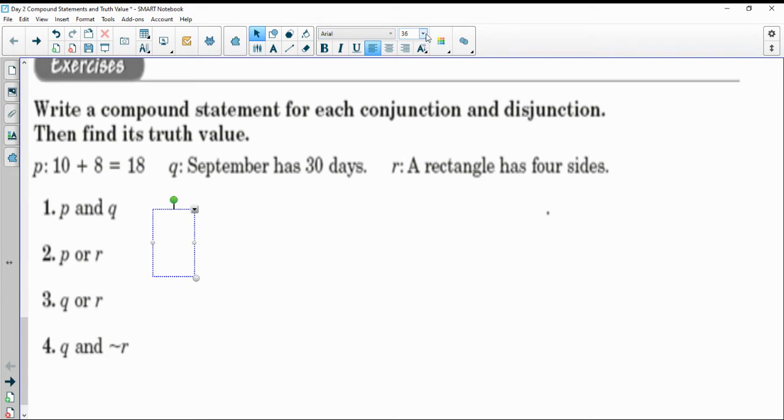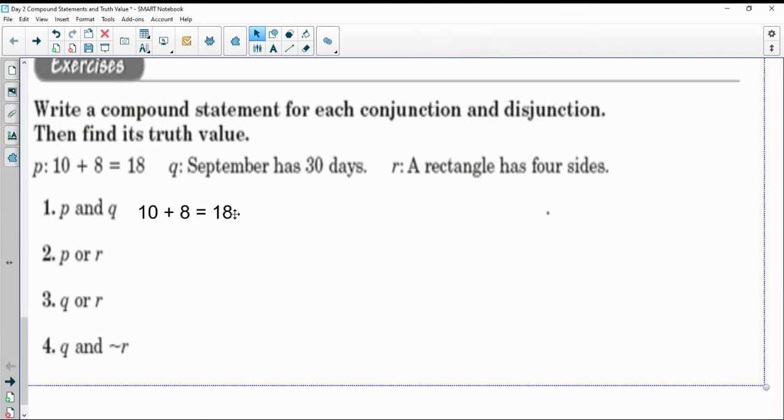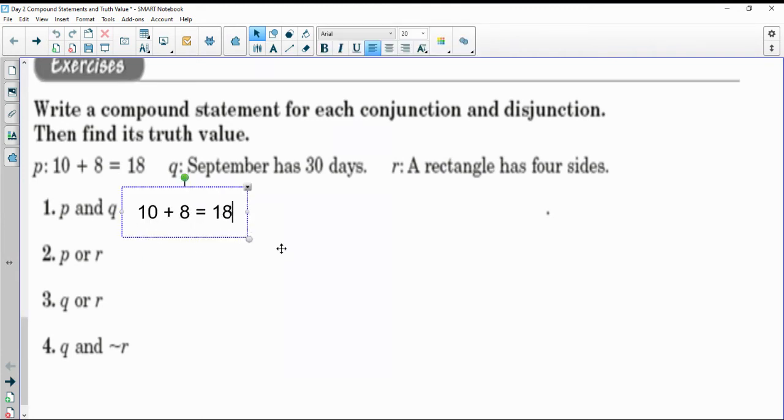Let me change. Okay, so this one says P and Q. So P, I've got 10 plus 8 equals 18. So that's P. You don't have to make them proper sentences, nothing fancy. And then it actually says and. It'll always give you the symbol, though. And then Q is September, that's 30 days.